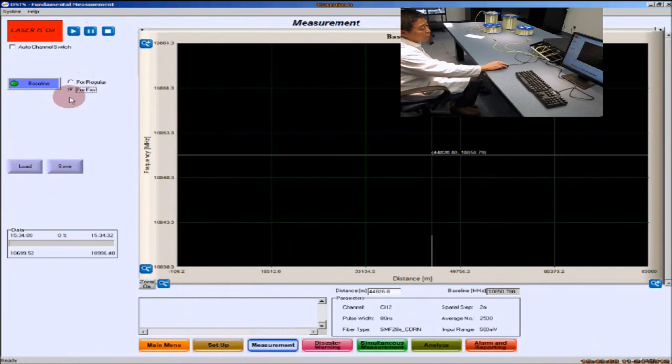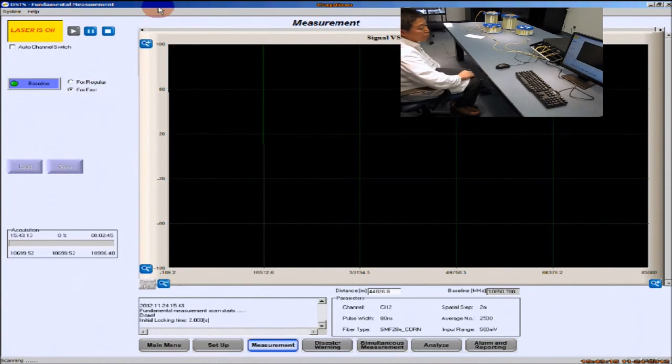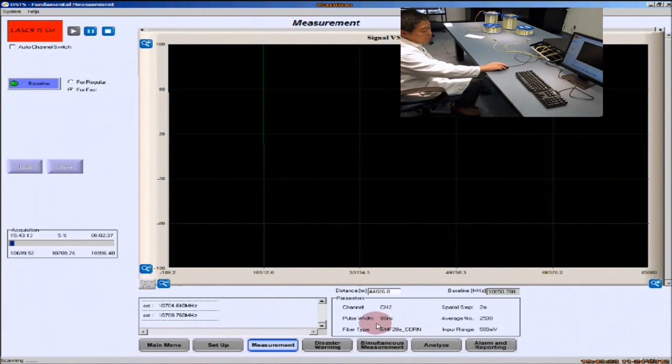We select, in this case, that the baseline measurement is for fast testing, and we start the measurement process. Again, we're going with 80 nanoseconds for our pulse width, 2 meters for our step size, and our averaging right now is set for 2,500. Okay, so this is similar to what we did before, but we're going to have a stronger Brillouin signal here, which is going to allow us to use this fast measurement system afterwards.